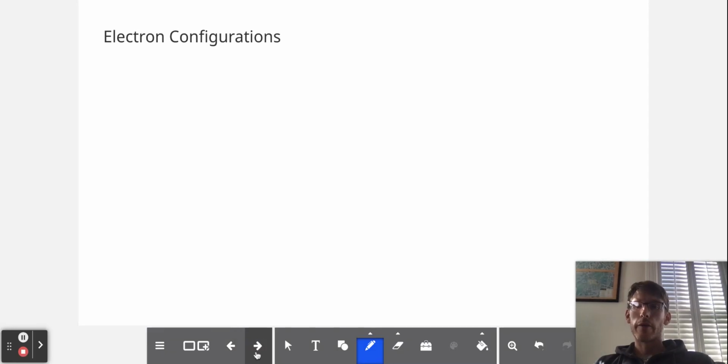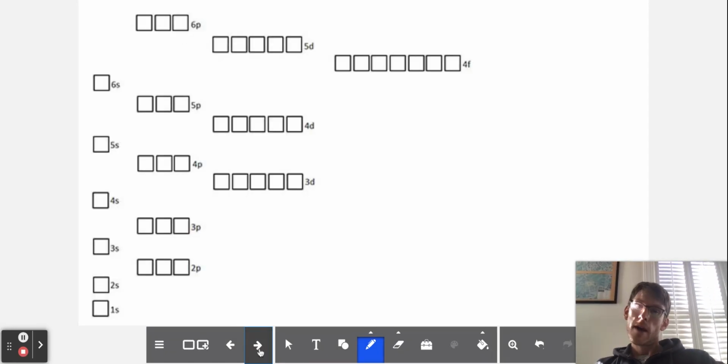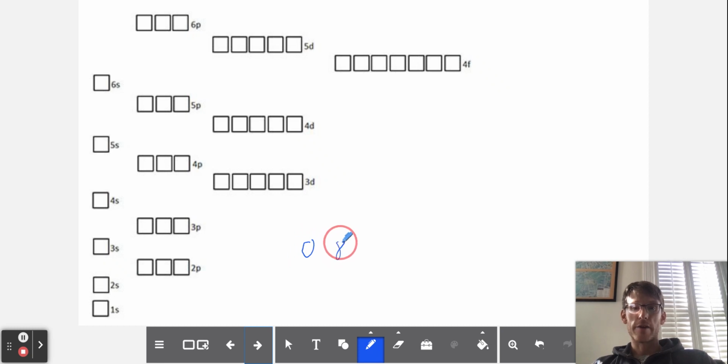In this video, we're going to learn about electron configurations. Previously, we learned about orbital diagrams as a way to express how electrons are distributed in an atom. For example, for oxygen, which has 8 electrons, we would put 2 in the 1s, 2 in the 2s, and then 4 in the 2p, and the orbital diagram would look like this.